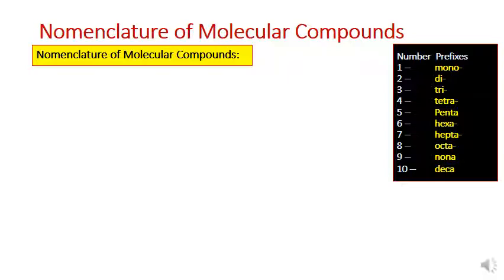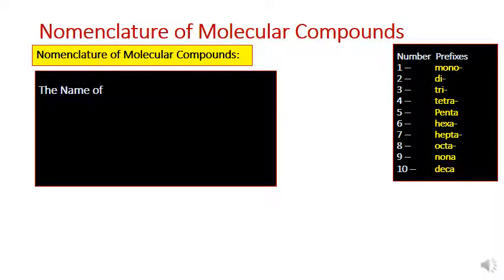Monoxide, dioxide, trioxide, depending on how many there are. If we have 3 oxygen, we can say trioxide. For 4 oxygen, we can say tetroxide. For 5 oxygen, pentoxide. If we have 6 oxygen, we say hexaoxide, 7 heptoxide, 8 octoxide, 9 nonoxide, and 10 decaoxide. So we can use these prefixes to mention the number of each element or each nonmetal.